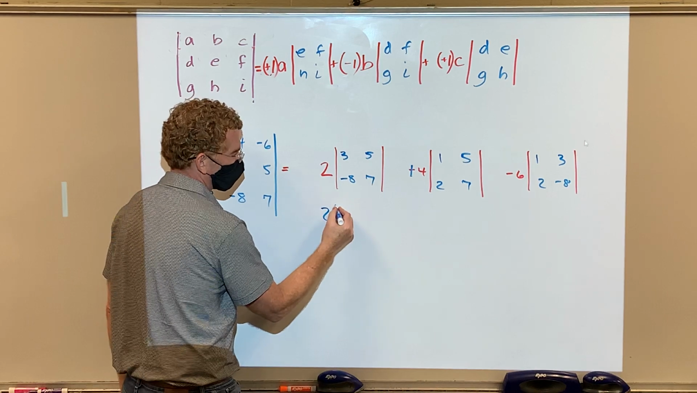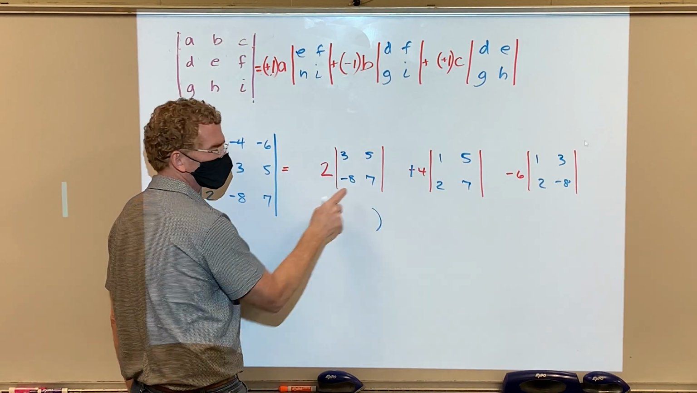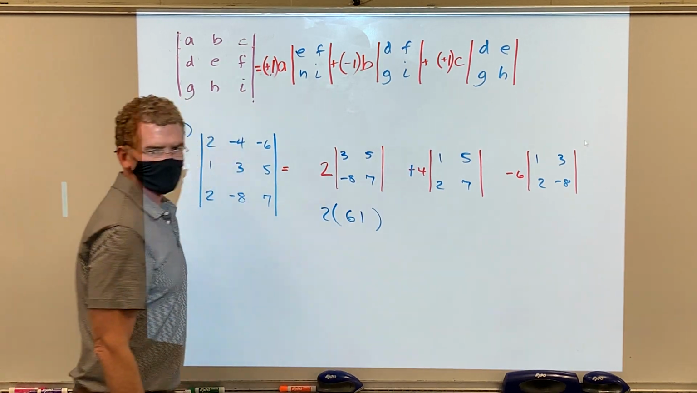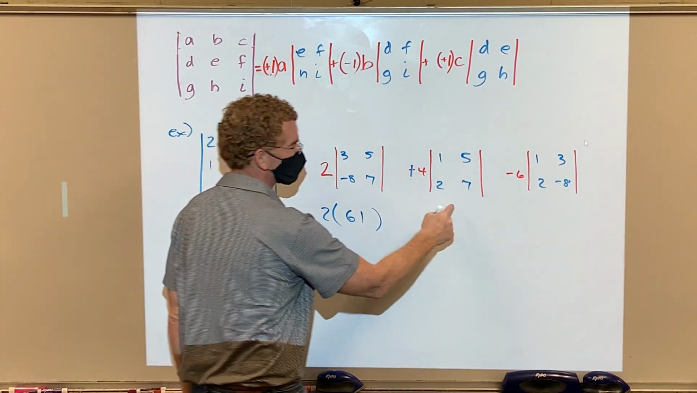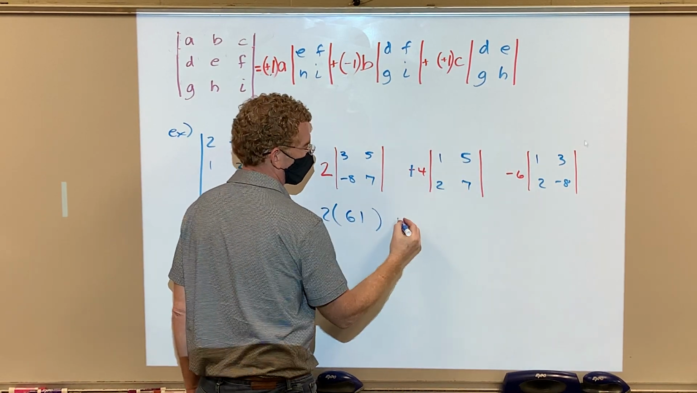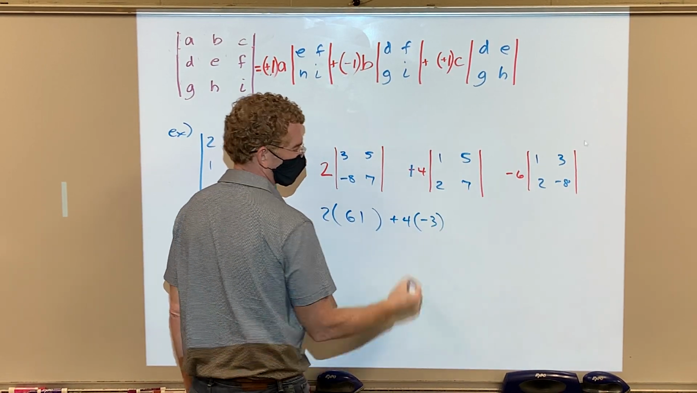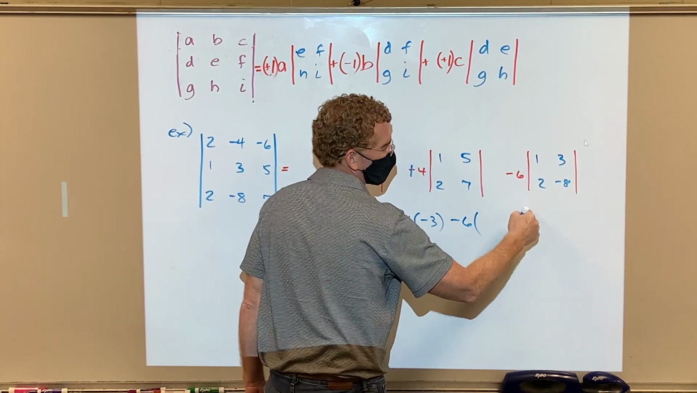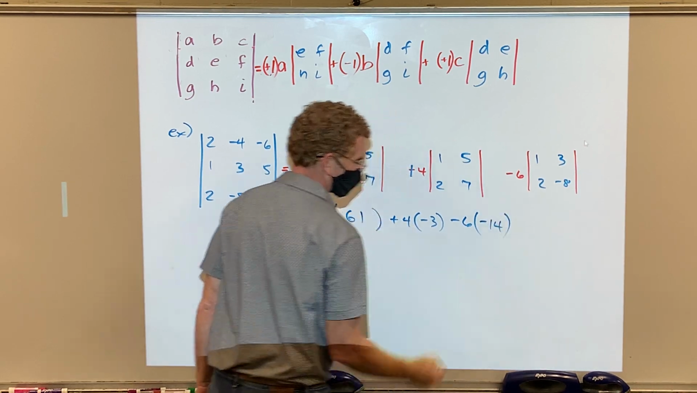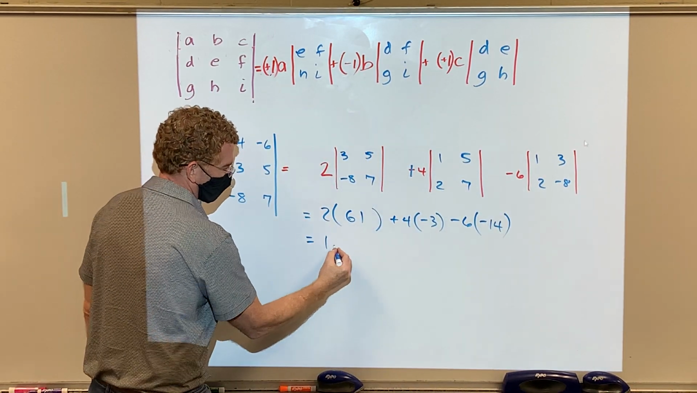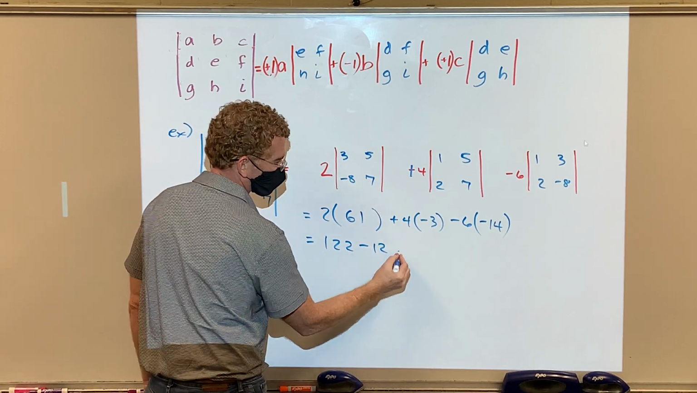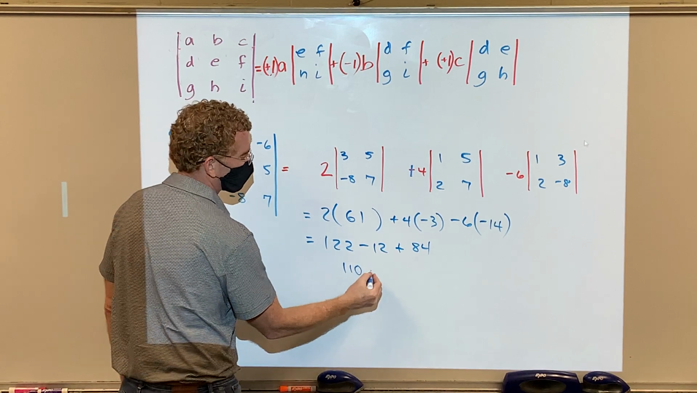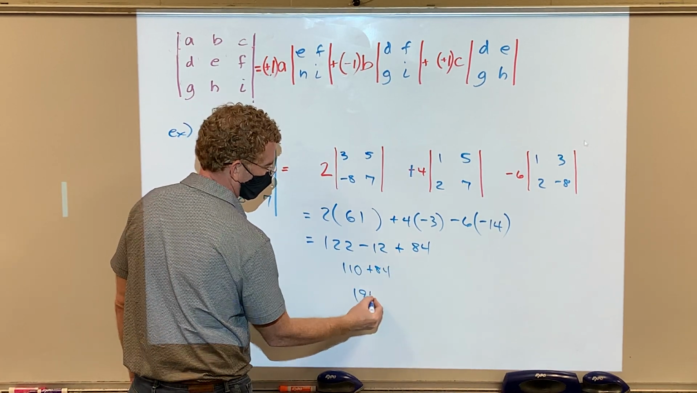Do the math. So the minor here is 21 minus a negative 40. 21 plus 40. All right? The minor of this, 7 minus 10. Negative 3. And the minor of that, negative 8 minus 6. And what do you have left? 122 minus 12 plus 84. So what's that? 110 plus 84, 194.